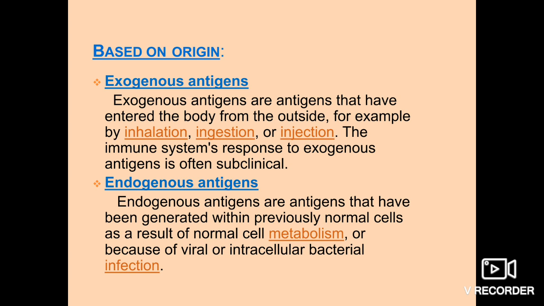On the basis of origin, antigens are divided into exogenous and endogenous. Exogenous antigens enter the body from the outside, like by inhalation or ingestion. Endogenous antigens generate within previously normal cells as a result of normal cell metabolism or because of any kind of infection.